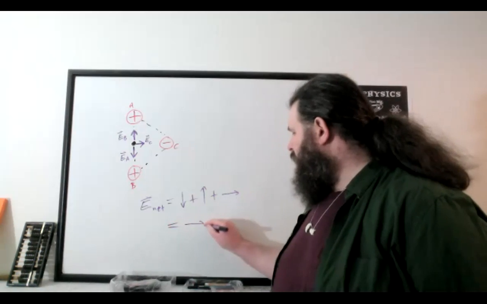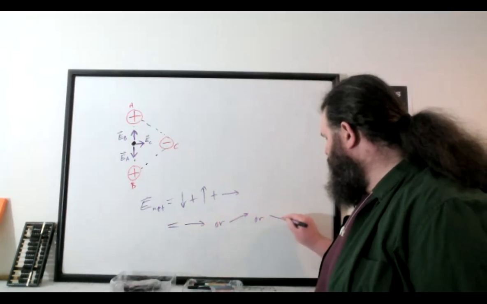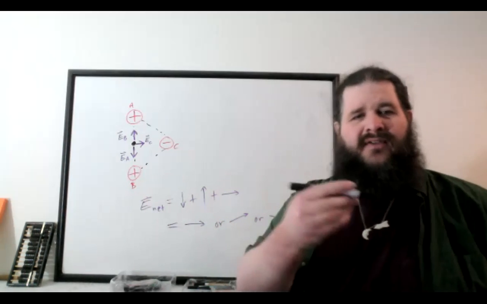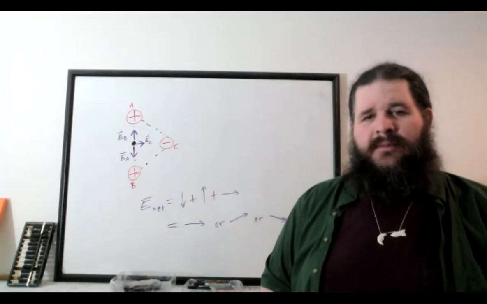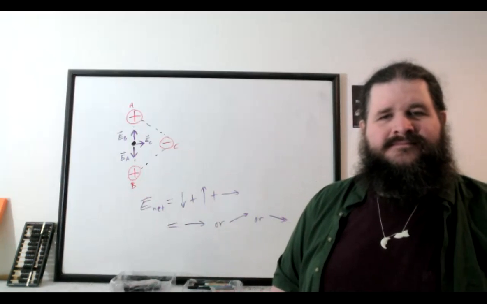So we might have to the right, or to the right and a little bit up, or to the right and a little bit down. But we know it's at least going to have a positive X component. We don't know for sure about the Y component. Any questions on that so far?